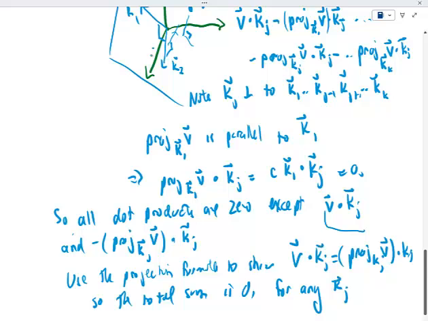Again, it's because if I write this out and do the inner product with kappa J, no matter what J is, 1, 2, 3, all the way up to K, I'm going to get all these projections. Most of the projections are 0. Only one of these dot products is not 0, but that will cancel the dot product with the first one. Okay, so that's part A.